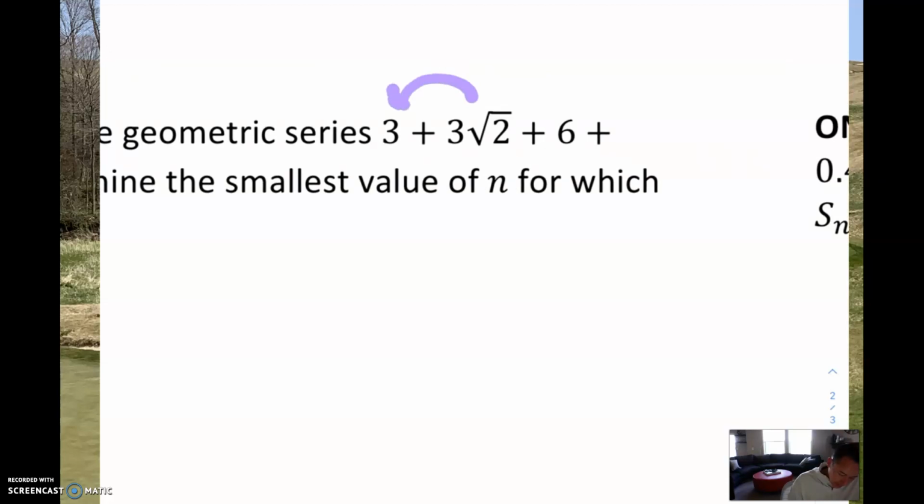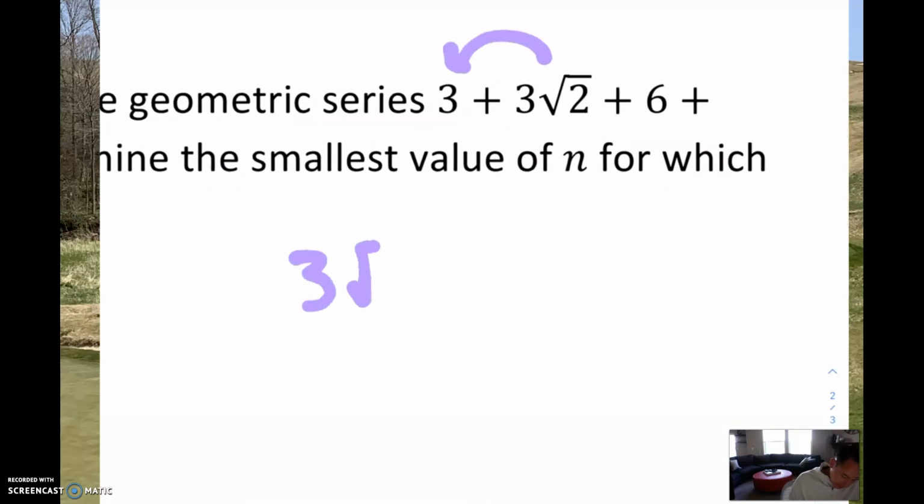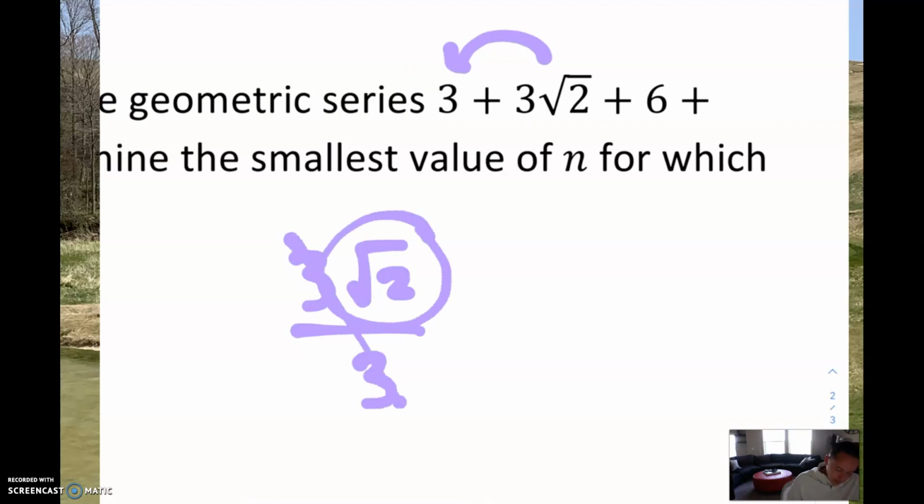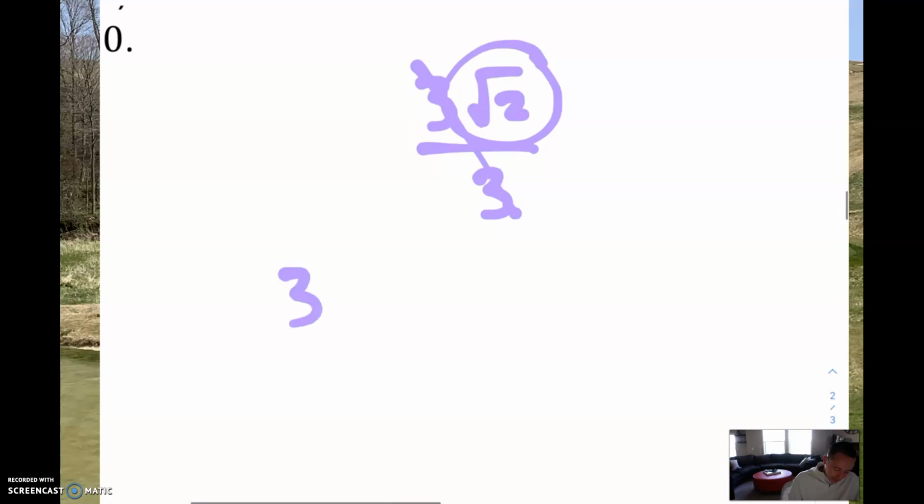If I take 3 root 2 and I divide it by 3, your common ratio is just root 2. It's multiplying by a square root of 2 every single time. We're starting at 3. That's your first term. If you multiply this by root 2, it just becomes 3 root 2.